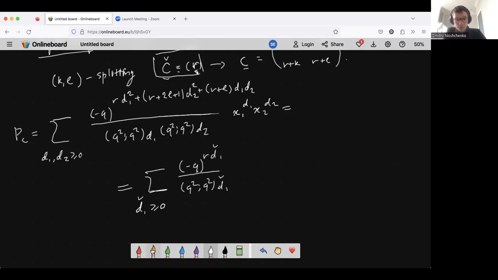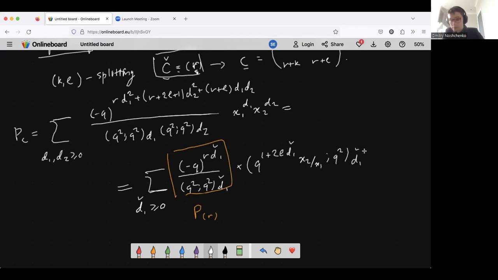So this part is the same as we had in the definition, if you had this P of R, this usual quiver series. But then we multiply this by some additional factor, which looks like this. We have Q1 plus 2L, D1 check, x2 divided by x1, Q square, D1 check times x on the check.